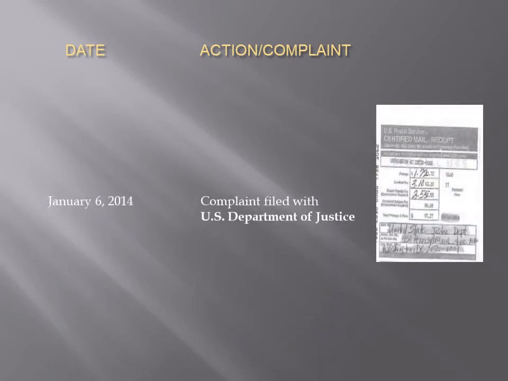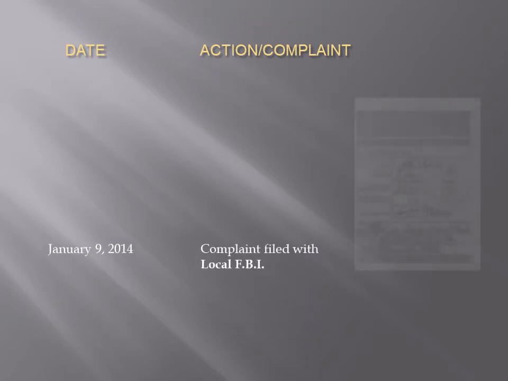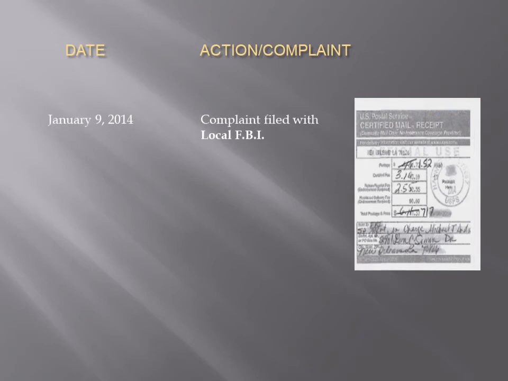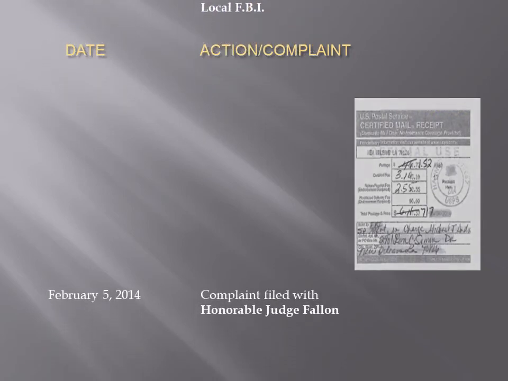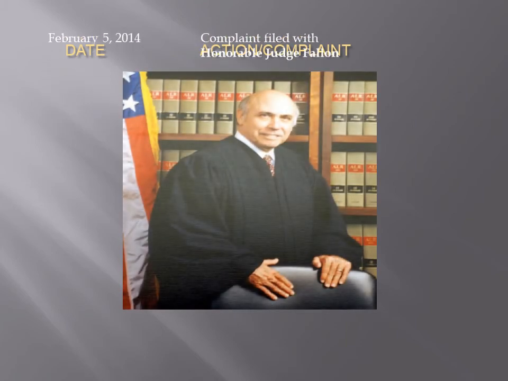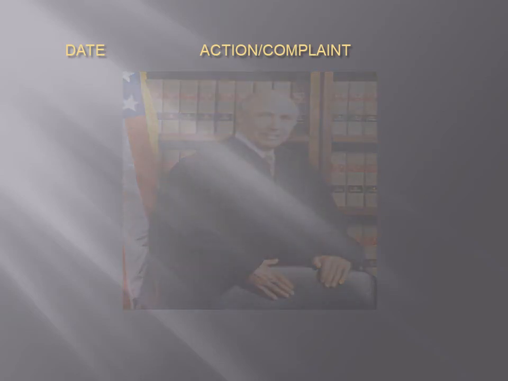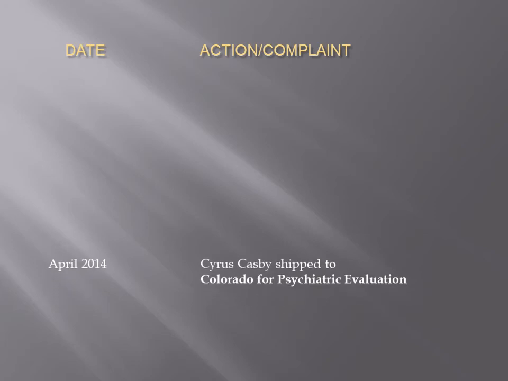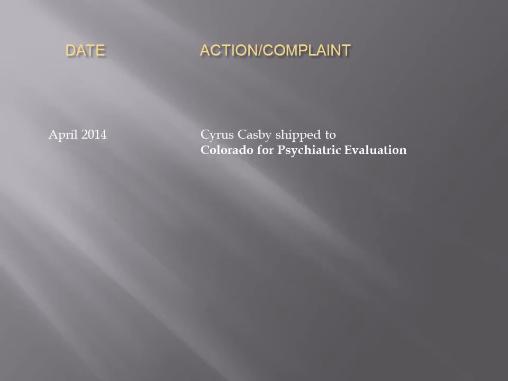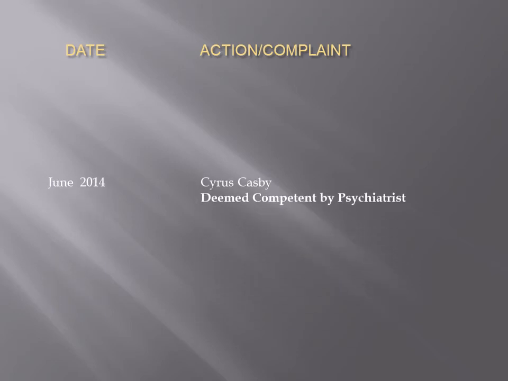On January 6, 2014, he filed a complaint with the U.S. Department of Justice. On January 9, 2014, with the local FBI. On February 5, 2014, he filed a motion alerting the judges in federal court. As a result, his own lawyer, Michael Rillman, and Judge Fallon ordered him to undergo a psychiatric evaluation. In April, he was shipped to Colorado to be evaluated. In June, the psychiatrist deemed him competent.